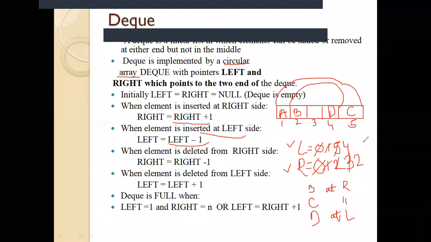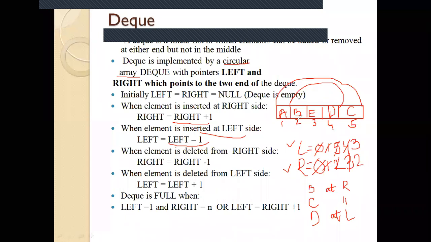Now again I'm saying insert at the left end. Again decrement the value of left. It will become 3. So insert at the left end. Suppose I want to insert E. So I'm inserting over here. Okay. So right now left is 3, right is 2.